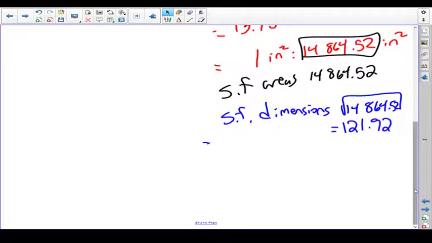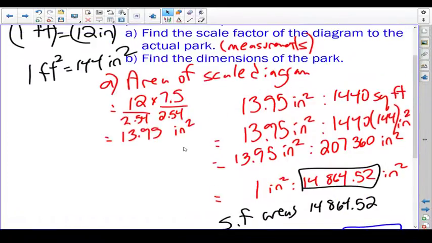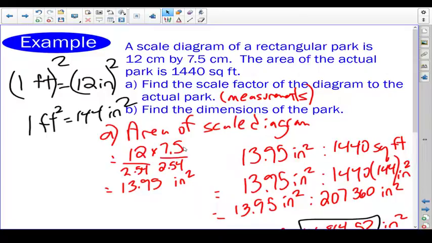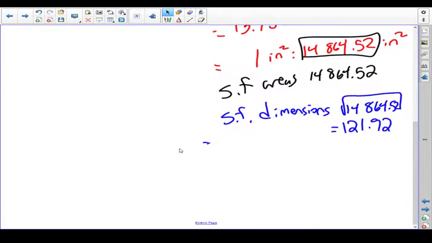Now, that's part A. Part B is really easy. We did all the work in part A. Part B says find the dimensions of the park. Okay, find the dimensions of the park. You know why it's really easy? Because we have the scale factor, all we have to do is take 12 centimeters and 7.5 centimeters and multiply them both by 121.92. So we did all the heavy lifting here.